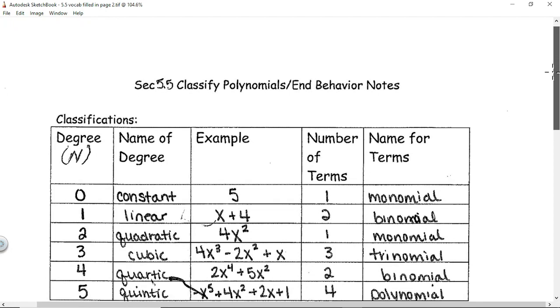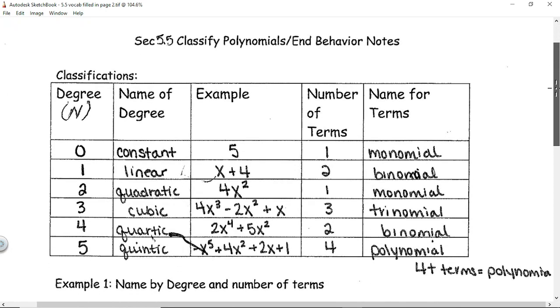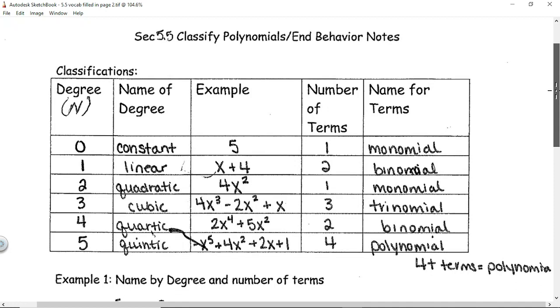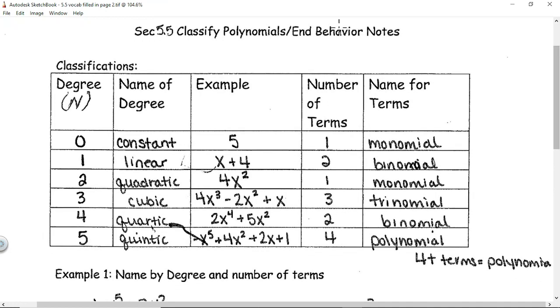So now that we know about degree and we know about end behavior, we can classify polynomials. And here are the classifications. So this is what all educated algebra students know. These are things you should memorize, and they're not really too hard. This gives the degree of the polynomial. Remember, that's just the degree of the term that has the greatest degree. That becomes the degree of the entire polynomial. The name of the degree: these are some names you should learn.